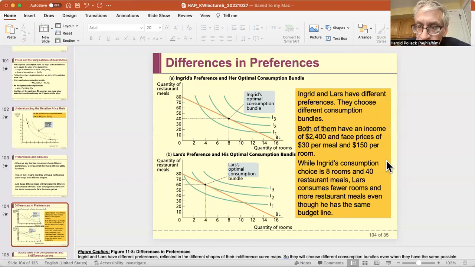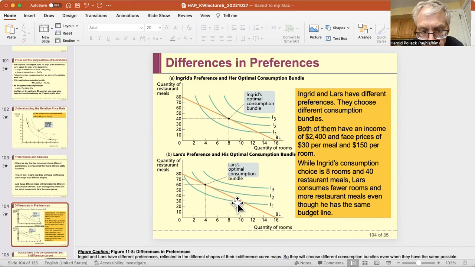So if we look at this, we see that Lars has flatter indifference curves by and large. So what does that mean? It means that Lars has a marginal rate of substitution such that he's willing to give up more rooms to get restaurant meals at the margin than Ingrid is. So how is that showing up? We're going to look for the point where the indifference curve just comes down and kisses that budget line. I'm looking for the highest indifference curve that I can reach that touches that budget line.